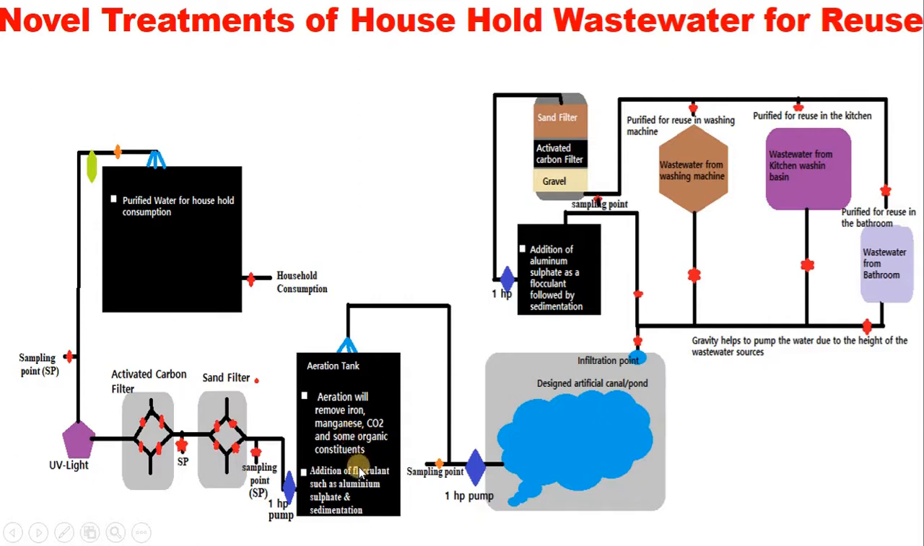Thereafter, the addition of flocculants such as aluminum sulfate and sedimentation will come in to be able to assemble the detergent used in washing here. At the end of the day, the water will now be pushed with the help of this 1 horsepower pump. Move it to this point.